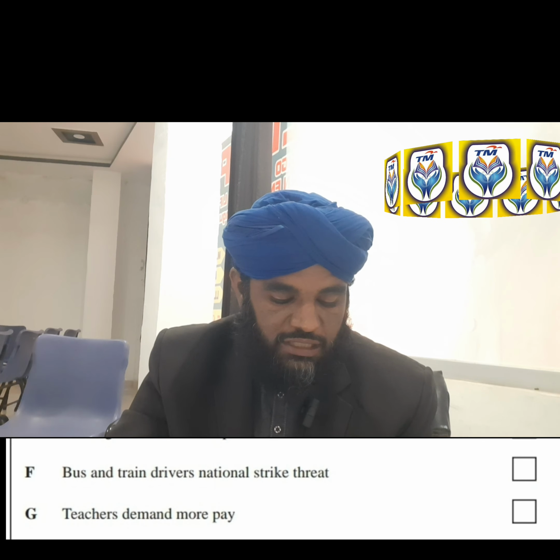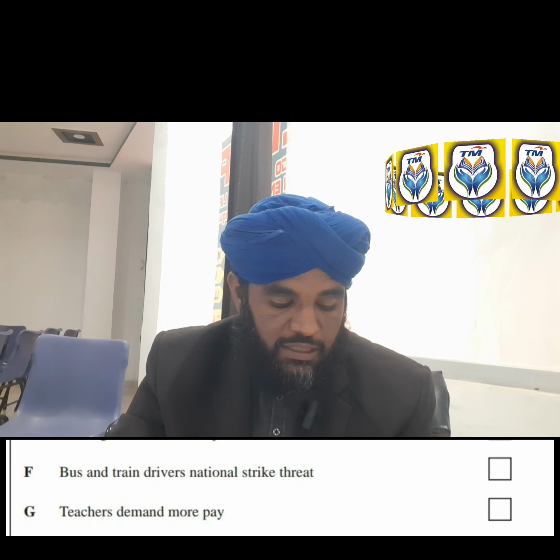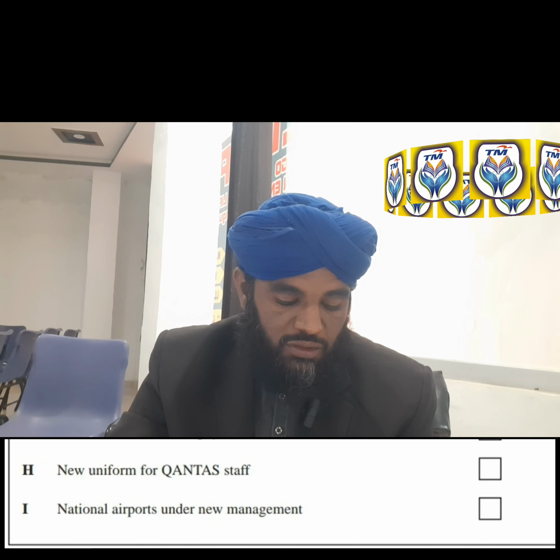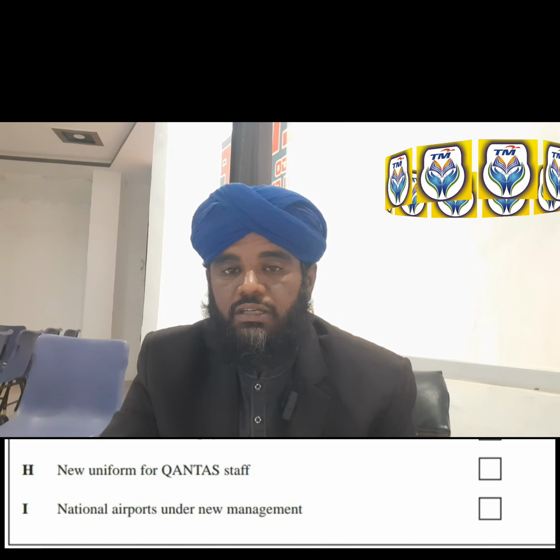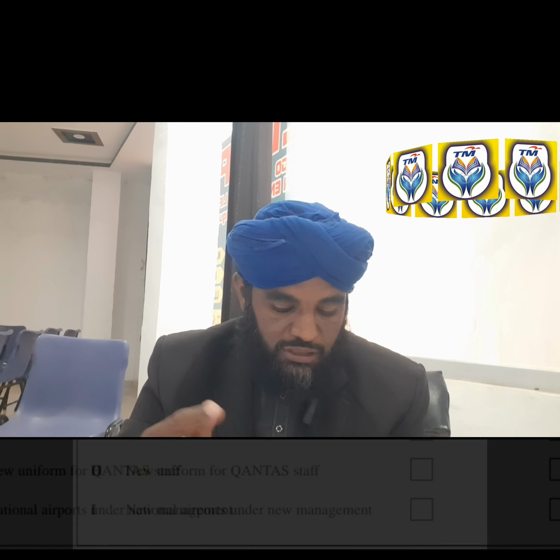So take it out. F is bus and train drivers national strike threat. It has also been mentioned, there is a national strike threat and bus and train drivers are also falling into it. So this is also the second point, so take it also. Next, G is teachers demand more pay. No mention of such a thing has been made over here, so it is not part of that recording. H, new uniform for Qantas staff. Yes, Qantas staff has been mentioned, and new uniform is also part of this recording. So this is also from the recording, so take it out.